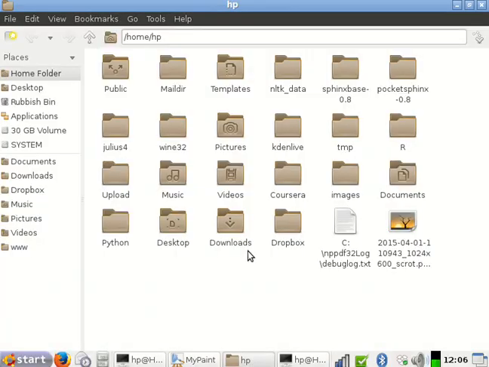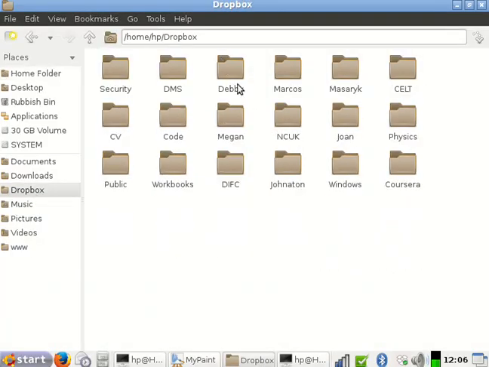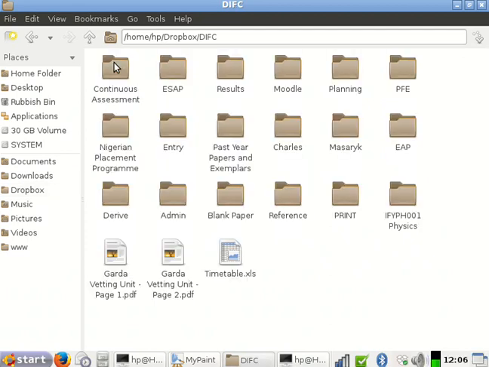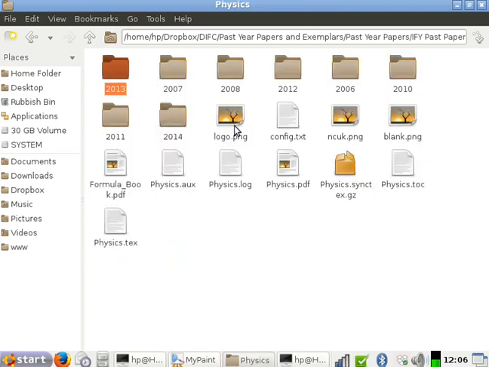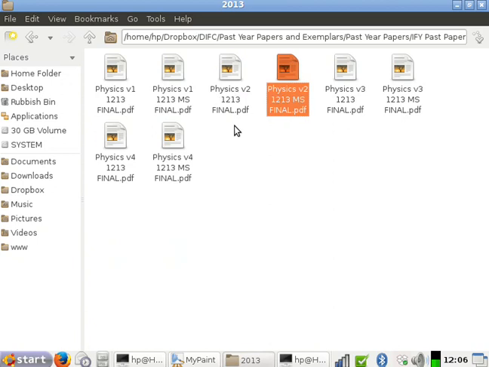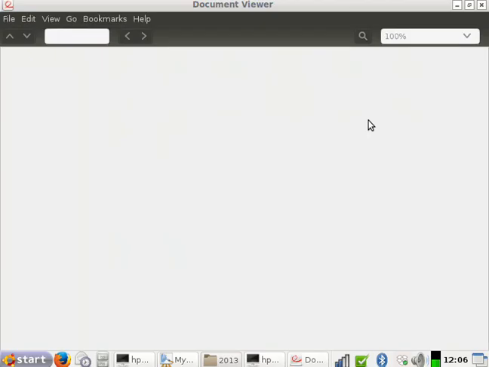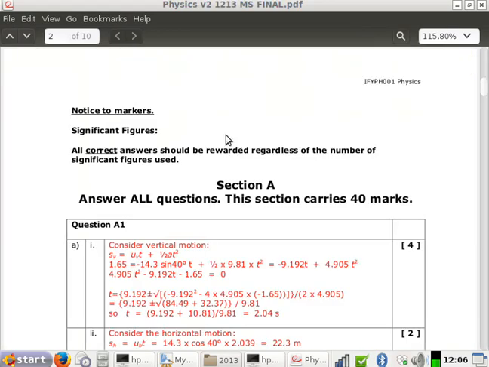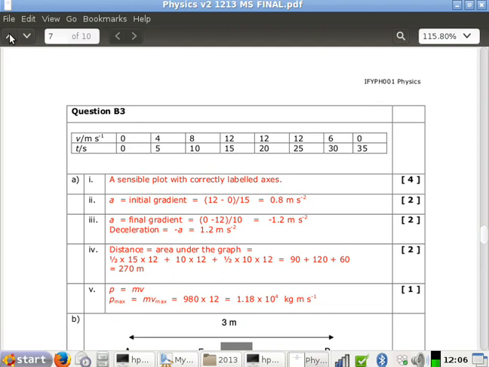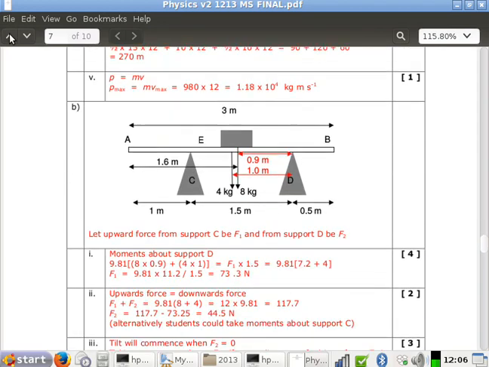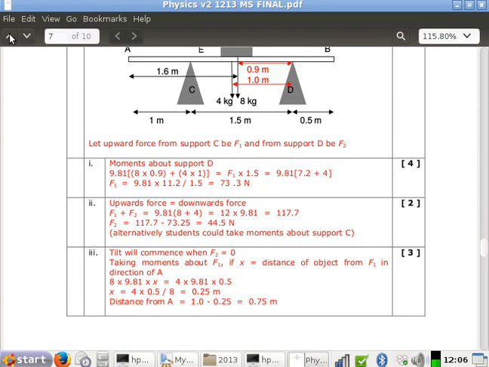What number is this? 2013, B3. 2013 version 2, Martin scheme B3, the last part. I think you owe me an apology. No, it's alright. In fact they did exactly the same way I did as well. They used the same turning point, I mean.